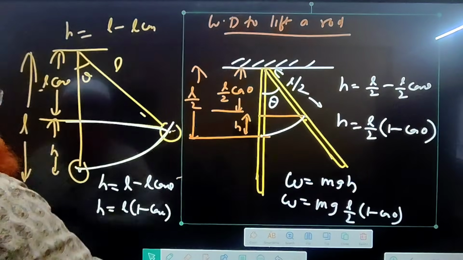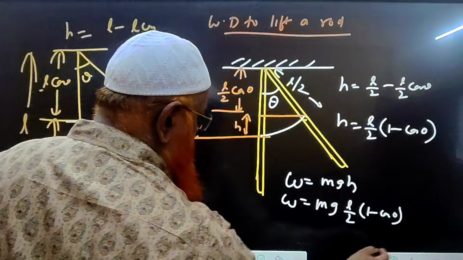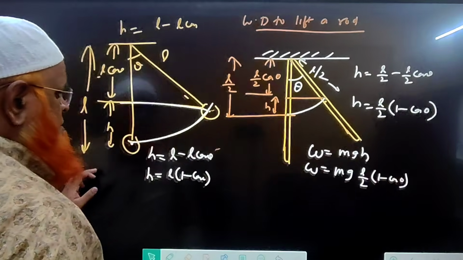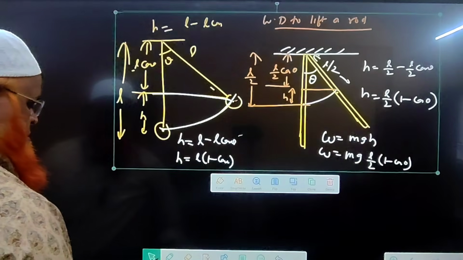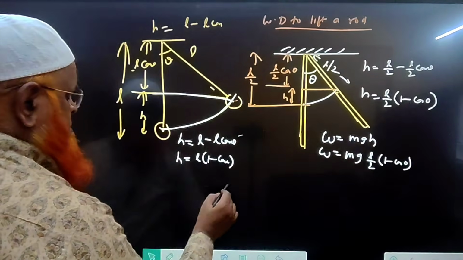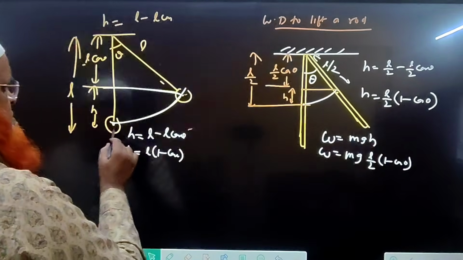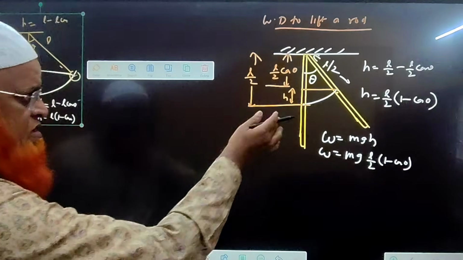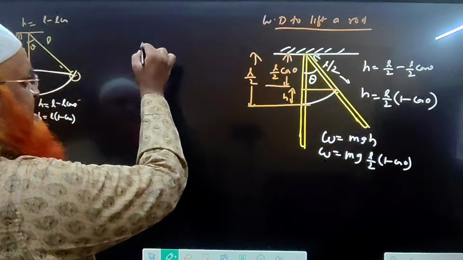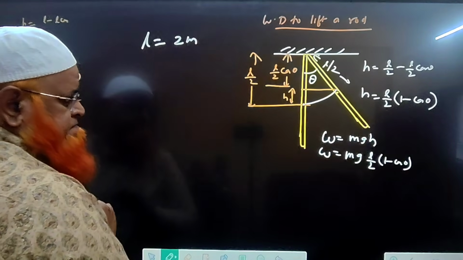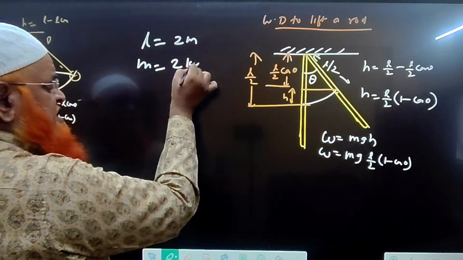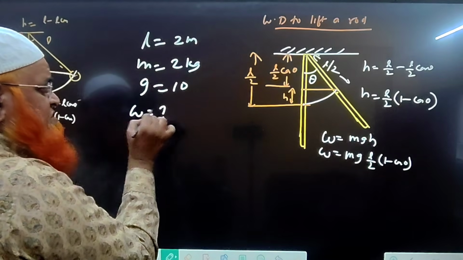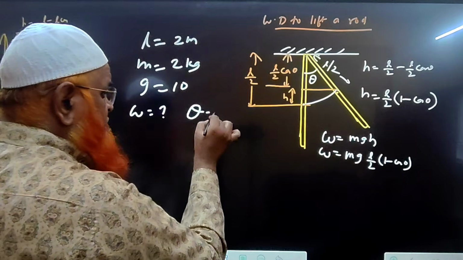So let us take one small example and solve the problem here. This is for a pendulum. This is just for reference to understand, which I have drawn here. But the main concept is this one only, for a rod. So let us consider the length of the rod is given as 2 meters and the mass of the rod is given as 2 kg. g is considered as 10 here, and we are asked to find the work done to lift the rod through an angle of 60 degrees.